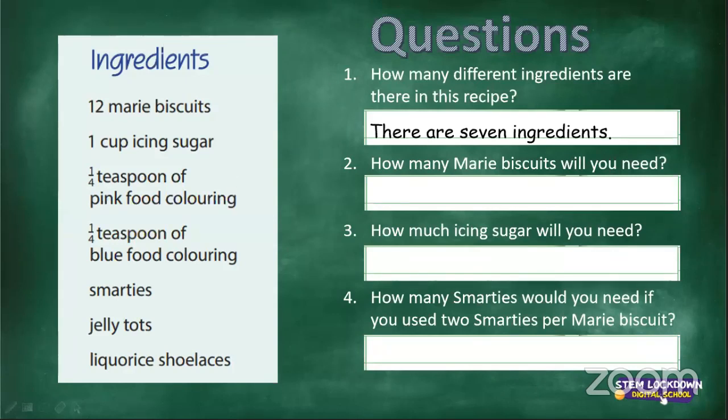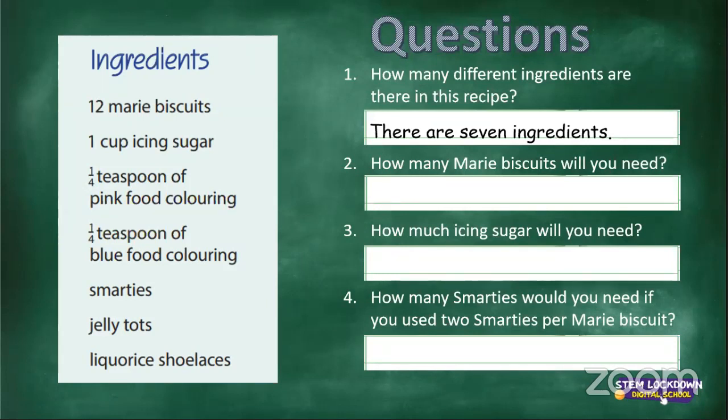Remember also, I don't know if you know how to make a capital letter on your computer or on your device that you're watching this on, but if you do know, please try to use the capital letter when you answer the questions, and also use a full stop or any other punctuation mark, like an exclamation mark at the end of your sentence. Number 2, how many Mori biscuits will you need?